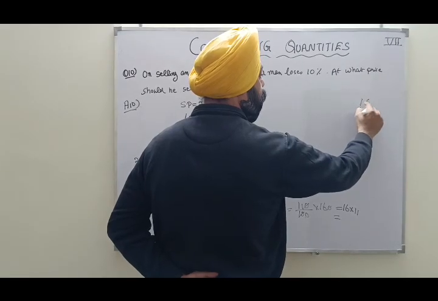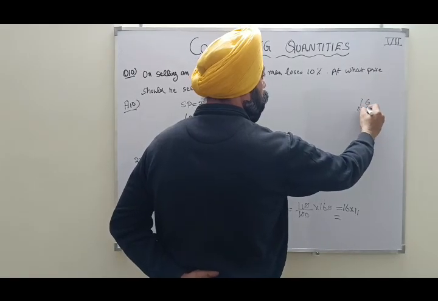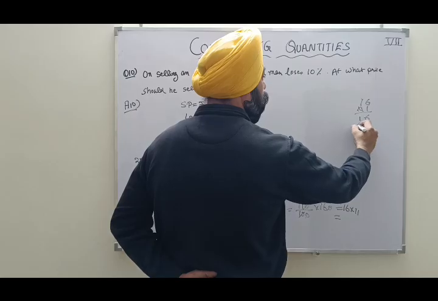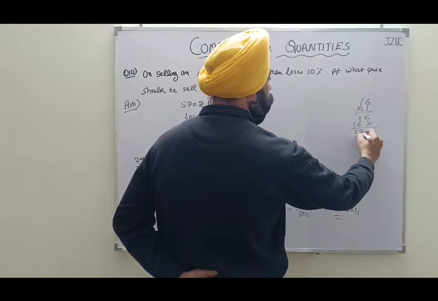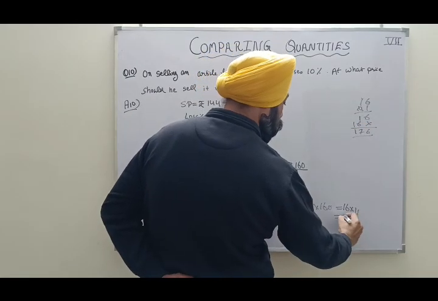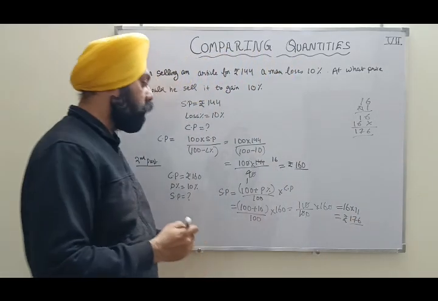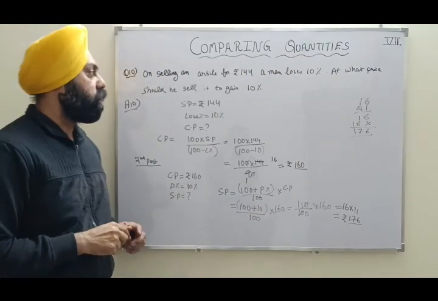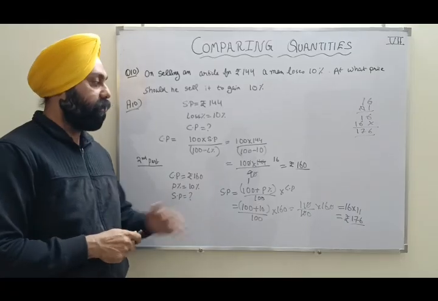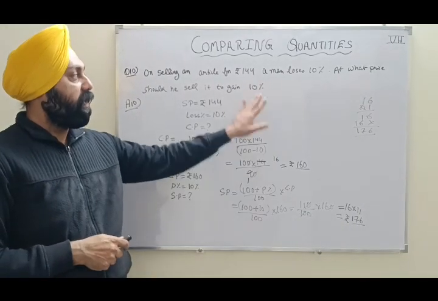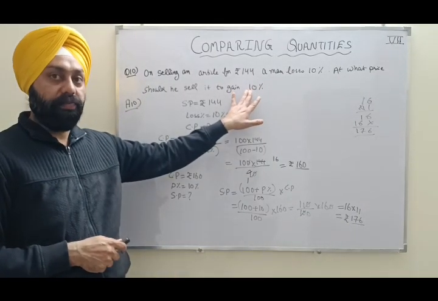So we can solve 16 into 11. Either we can find it directly also. So rupees 176. So if the person sold it for rupees 176, he will be able to gain 10%.